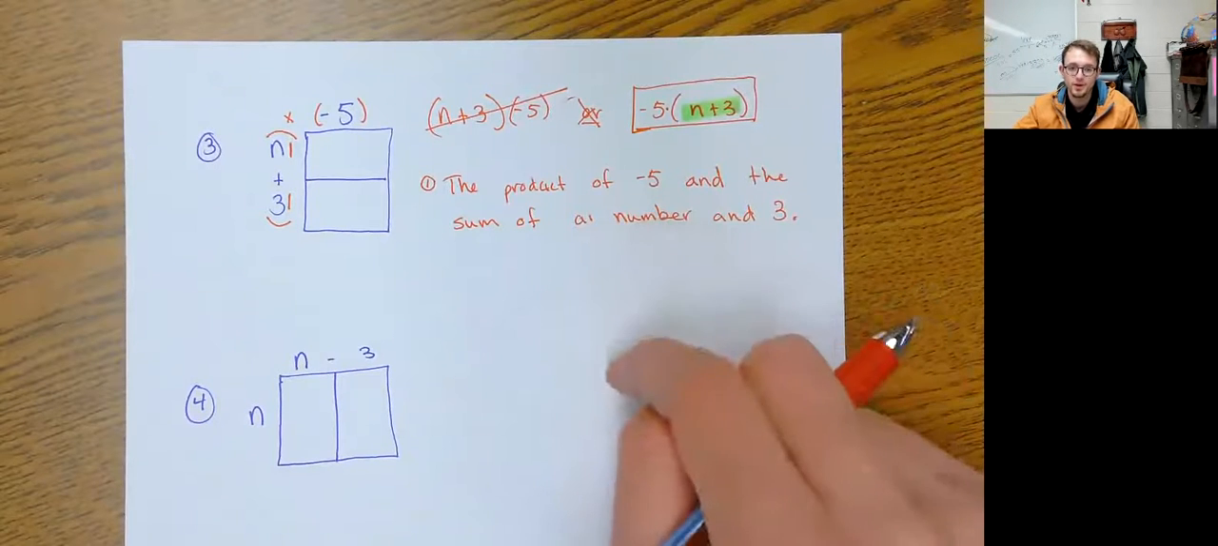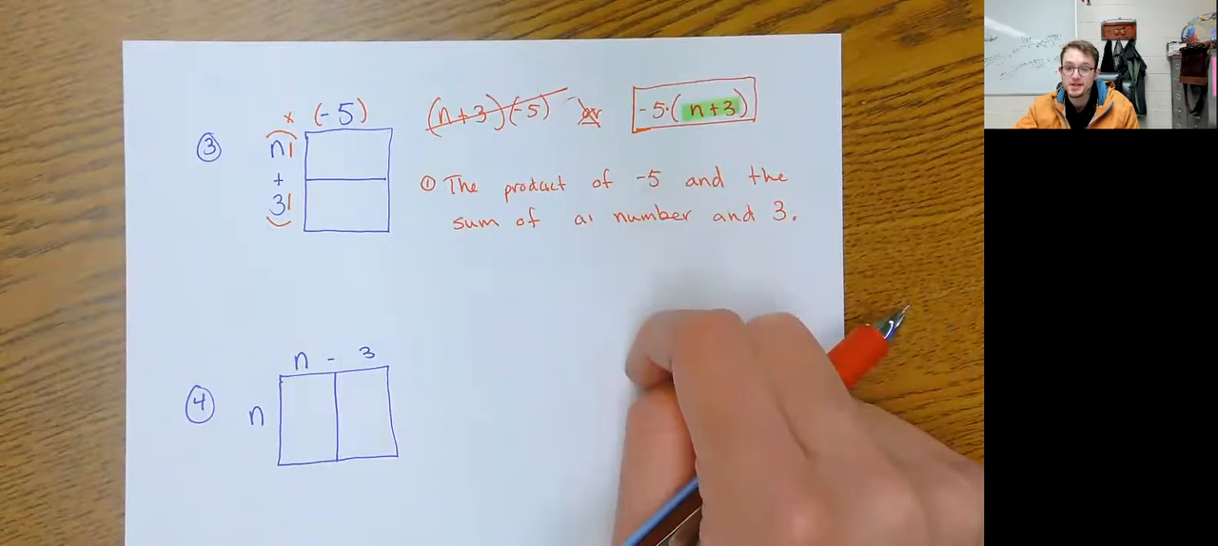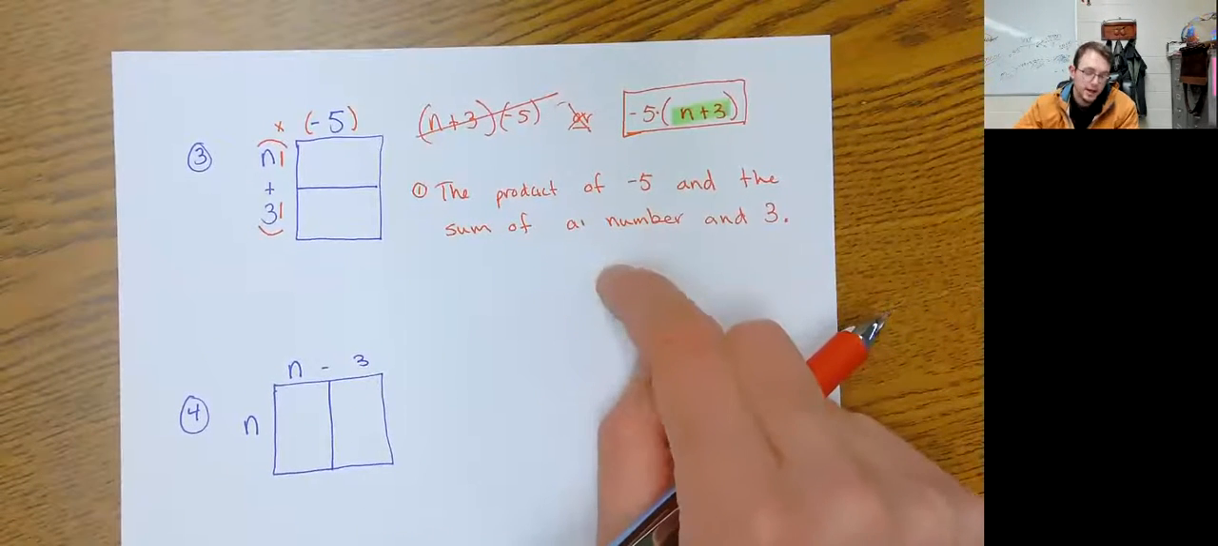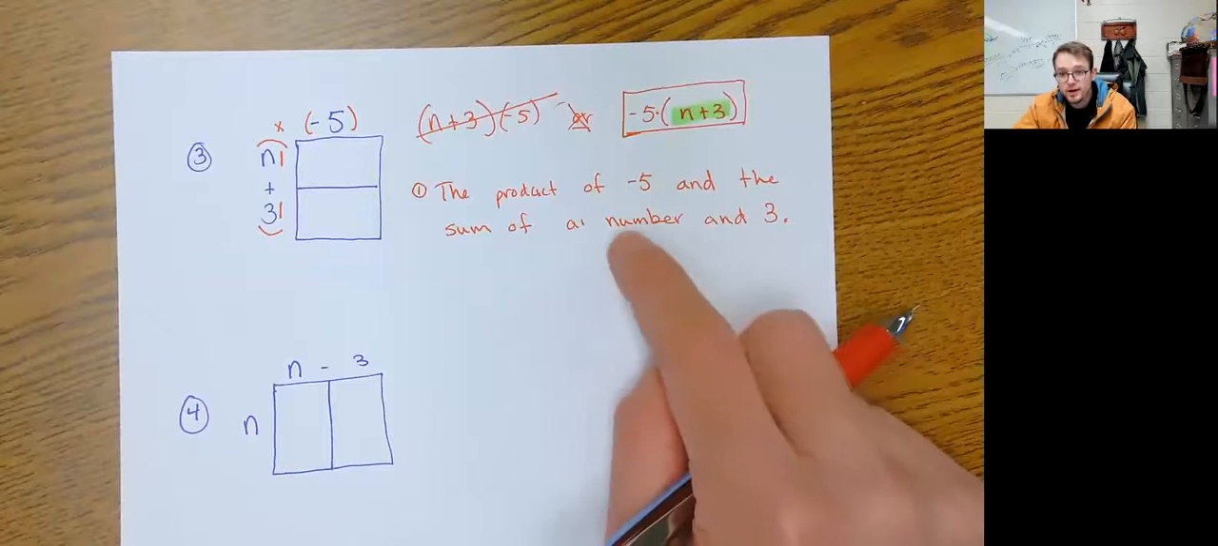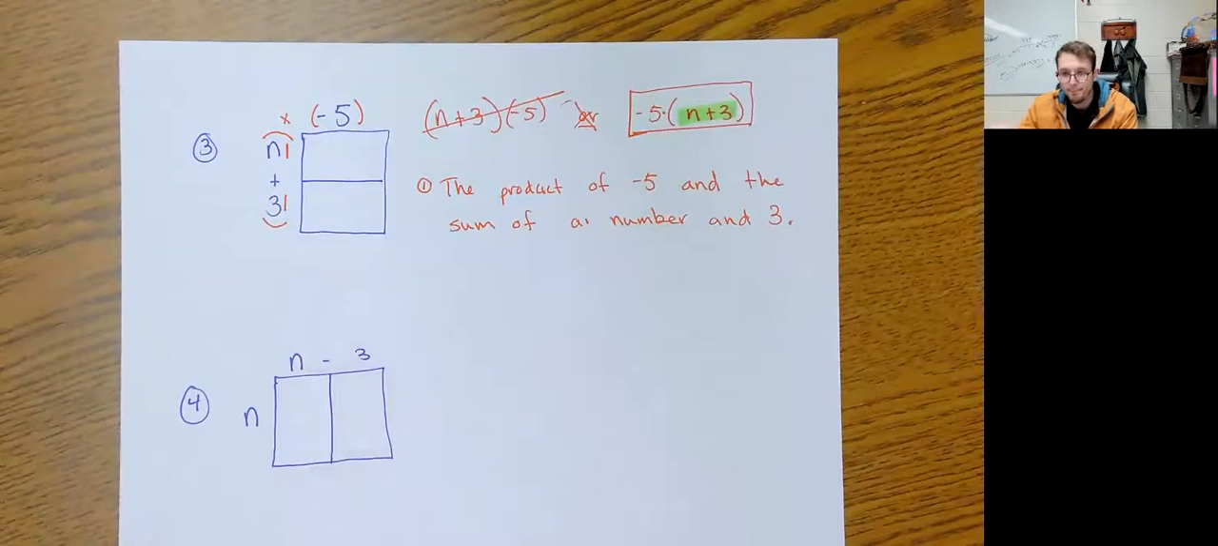All right, I like that one. You could do the product, or you could do the sum of a number and 3 multiplied by -5 or times -5. There's other ways you can word it, but that's the expression represented by that area model. Moving on.